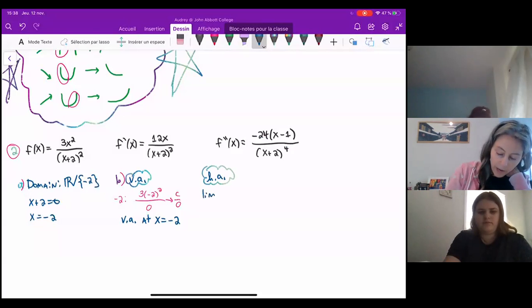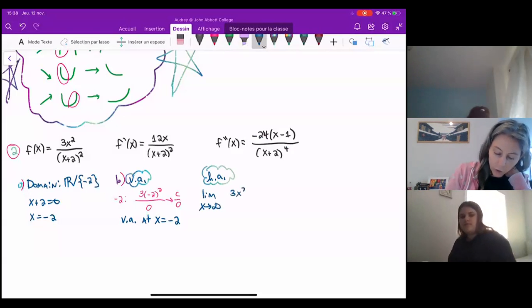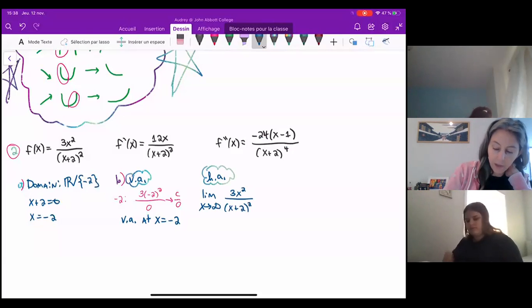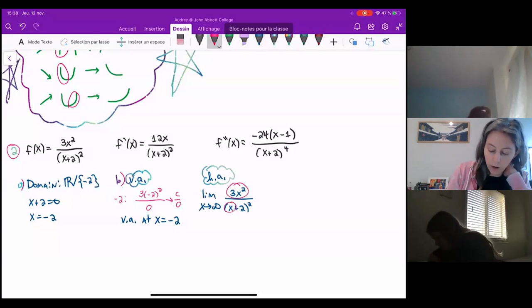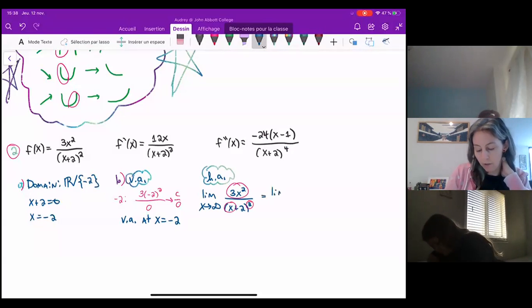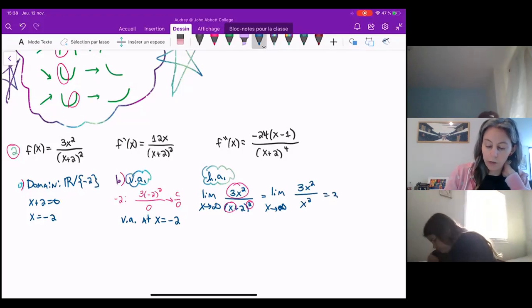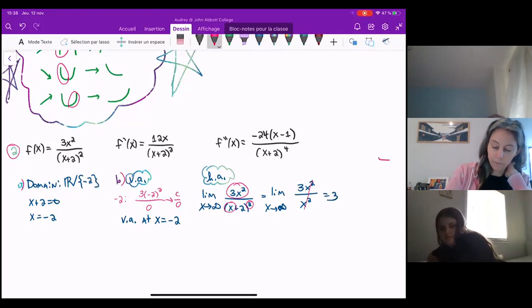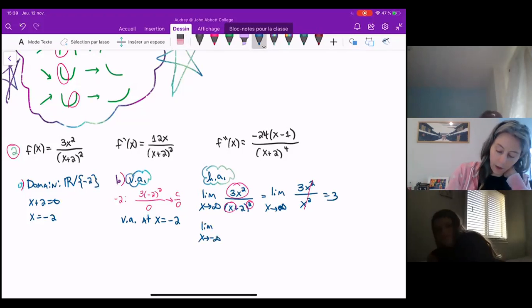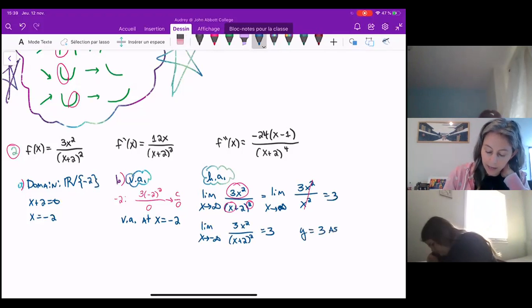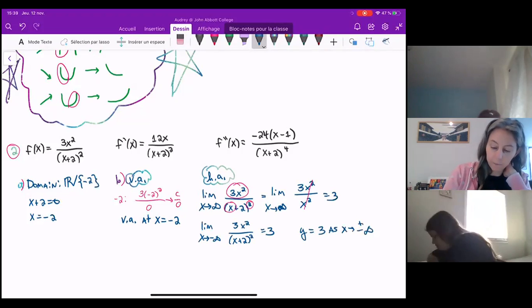So here I'm going to be doing the limit as x approaches infinity of 3x squared over (x plus 2) squared. I take the big stuff, so the 3x squared, and then the x squared on the bottom. So here I have the limit as x approaches infinity of 3x squared over x squared, which will give me a 3. And at negative infinity, I'm going to get the same thing. So y is equal to 3 as x goes to plus or minus infinity.